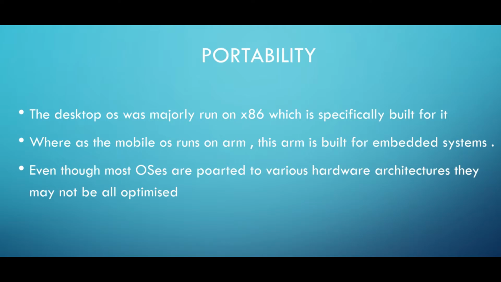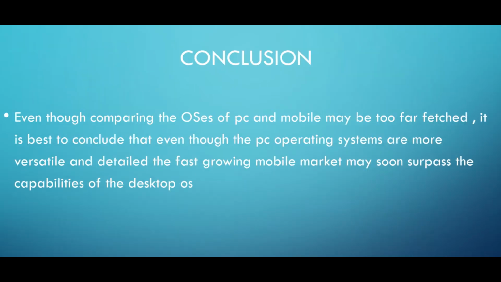Even though most OSes are ported to various hardware architectures, they may not all be optimized. So now the conclusion is, even though comparing the OS of a PC and a mobile may be far-fetched, it is best to conclude that even though PC operating systems are more versatile and detailed, the fast-growing mobile market may soon surpass the capabilities of the desktop OS.